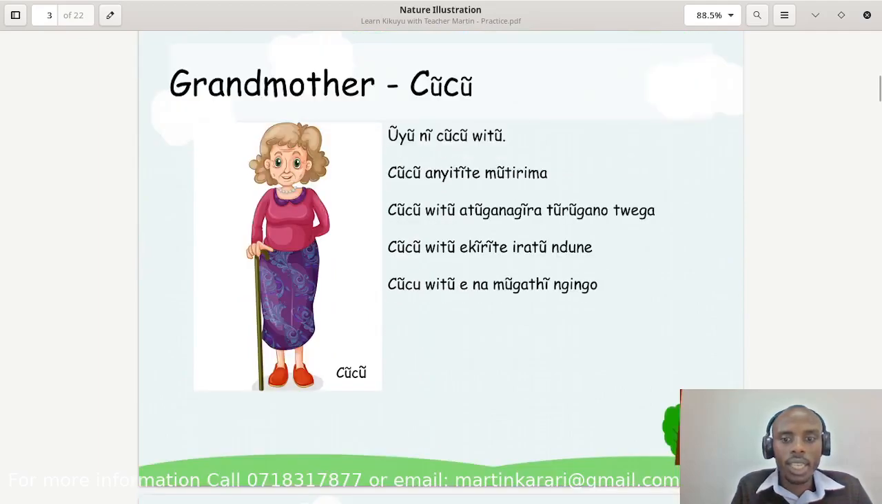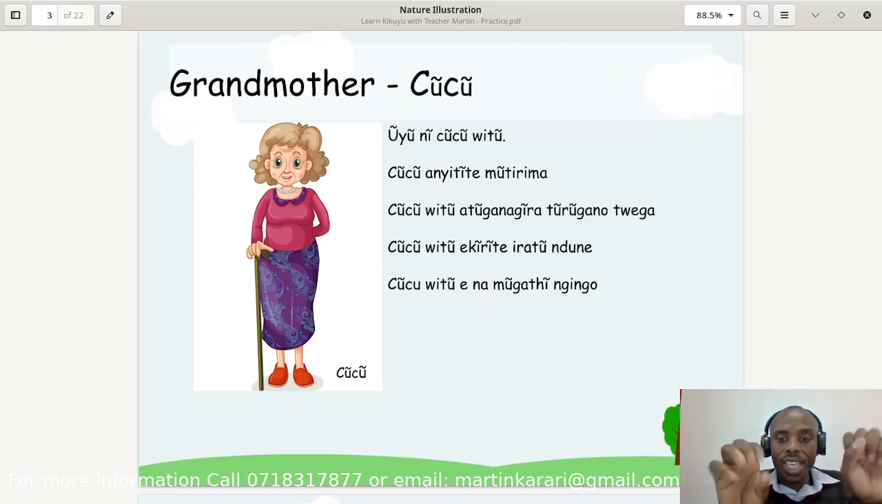Let's go to the second slide. We can see this older grandma here. So grandmother in Kikuyu is Shosho. Shosho Wito is my grandmother. This is O and this is the A. So this is read as Oyo, Ne, Shosho Wito. Oyo, this. Ne is. Shosho, grandmother. Wito, ours. This is our grandmother.